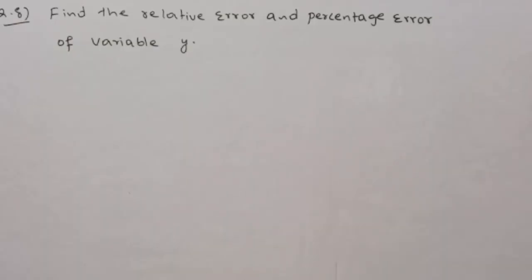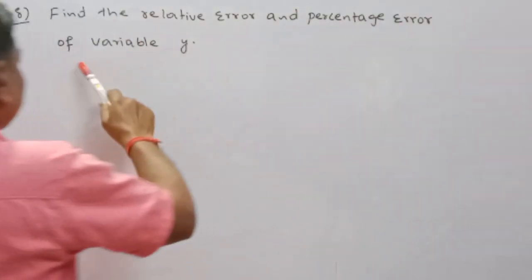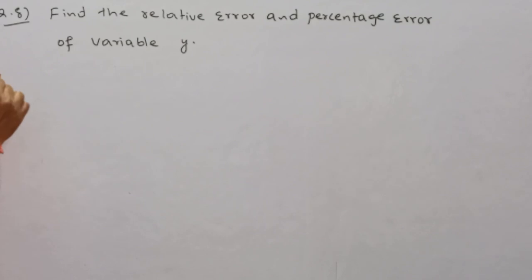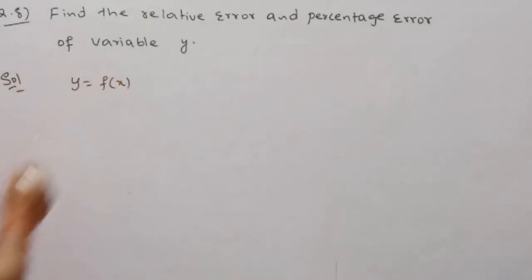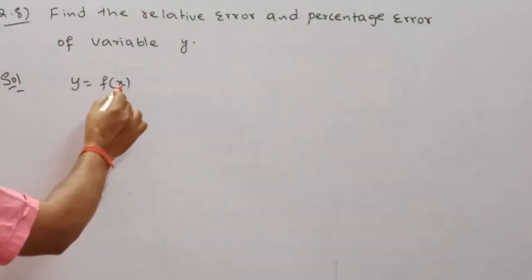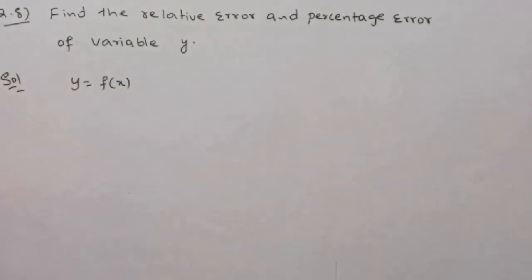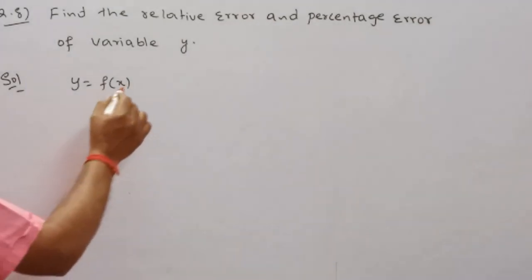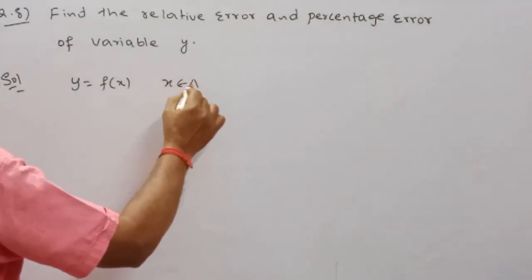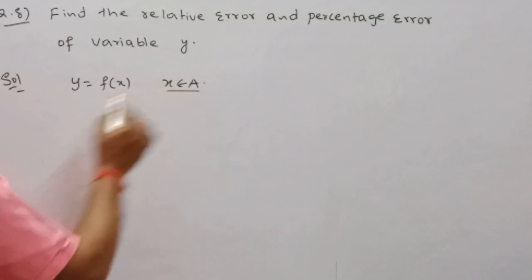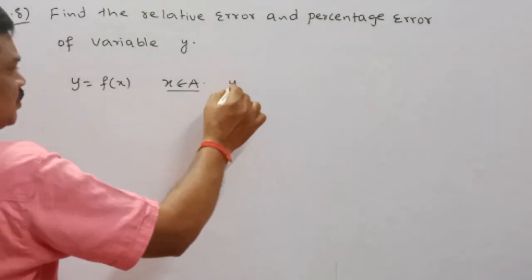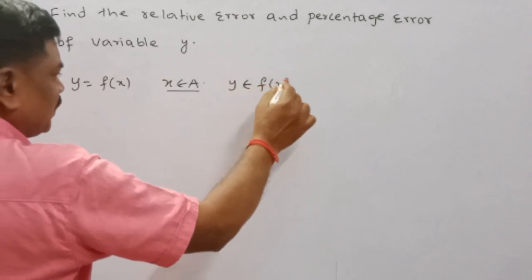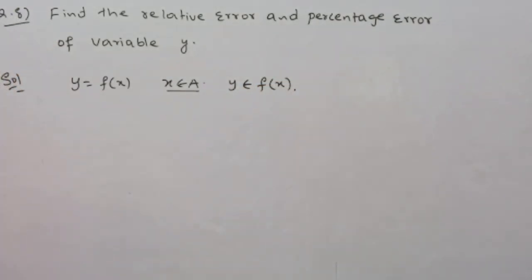Here we have one question. Find the relative error and percentage error of variable y. You see here y is equal to f of x. So x is the independent variable, y is the dependent variable. So x belongs to A. Then here y belongs to f of x. Okay, all of you.